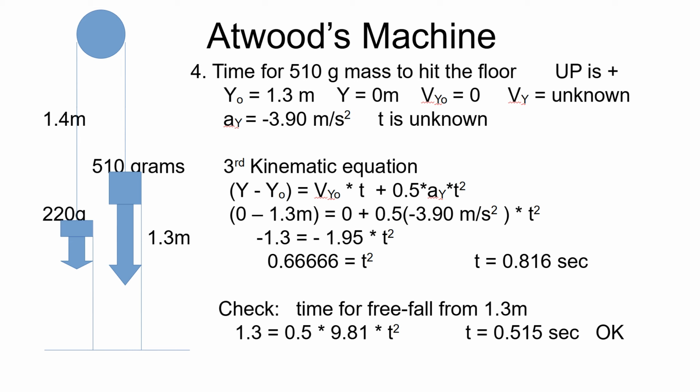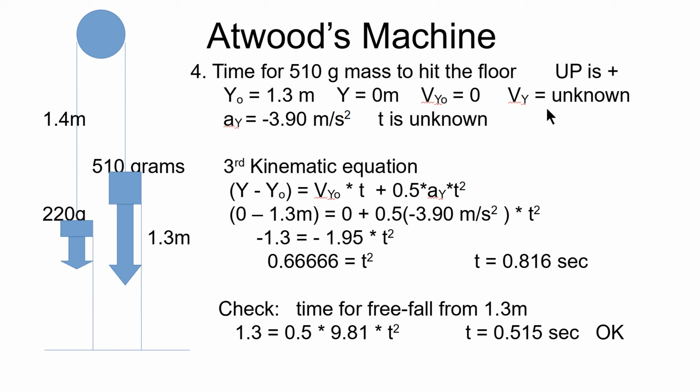Let's write down what we know. We know our starting position is 1.3 meters up above the floor. We're going to end this motion when we hit the floor, so y will be 0 meters. We're going to start from rest. That was given initially in the problem, so the initial y velocity is 0. We do not know the final velocity. I'm not going to bother to calculate it either. But the final velocity when the object just touches the floor is unknown. We know the acceleration. We do not know the time. That's what we're trying to calculate.